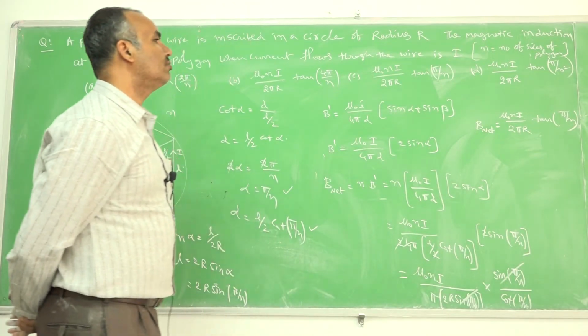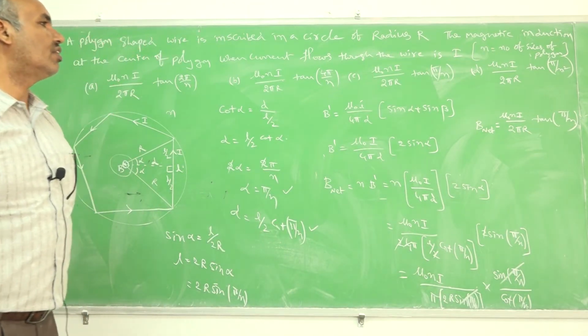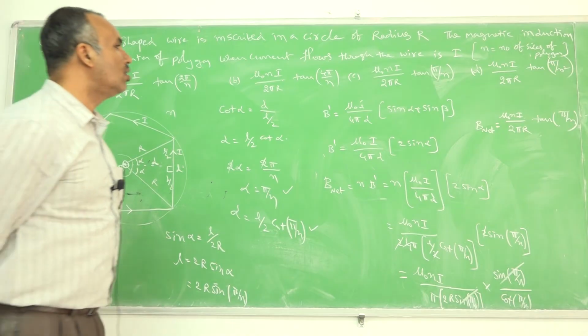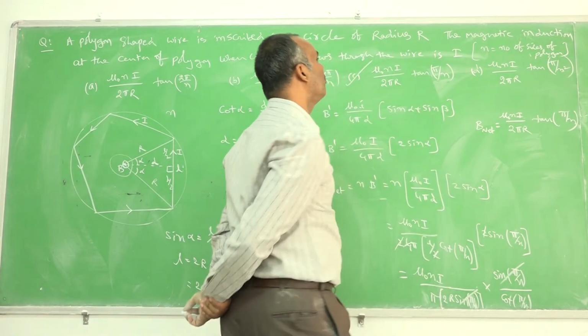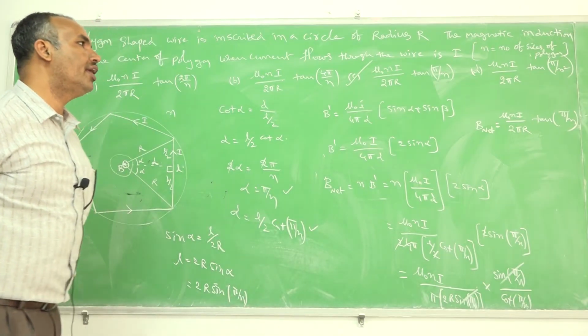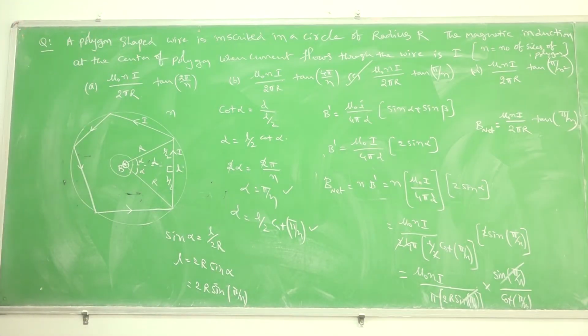So which option is matched with our solution? This one, mu naught Ni by 2 pi r into tan pi by n. So that is the solution for the question asked by one of our students.